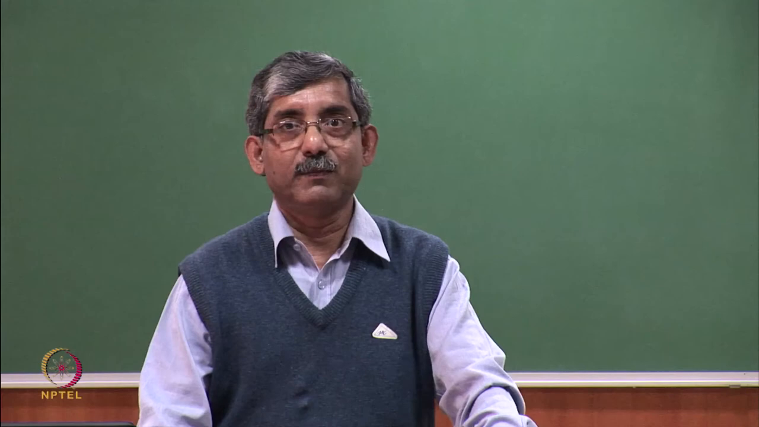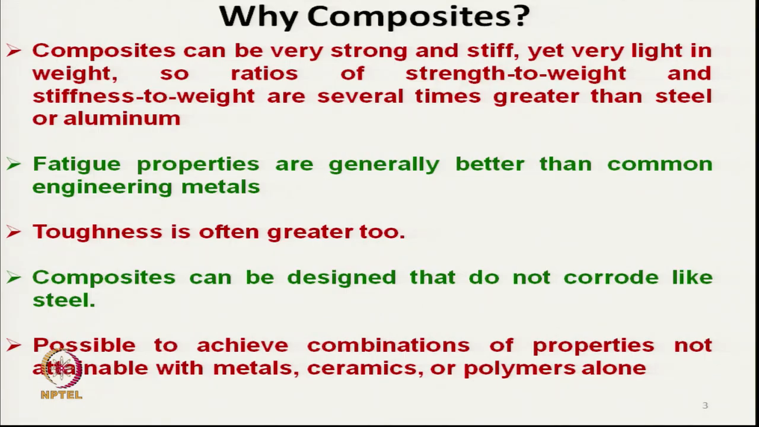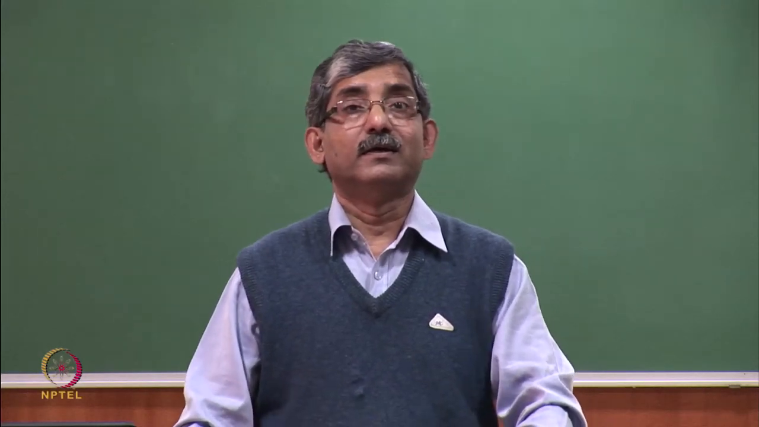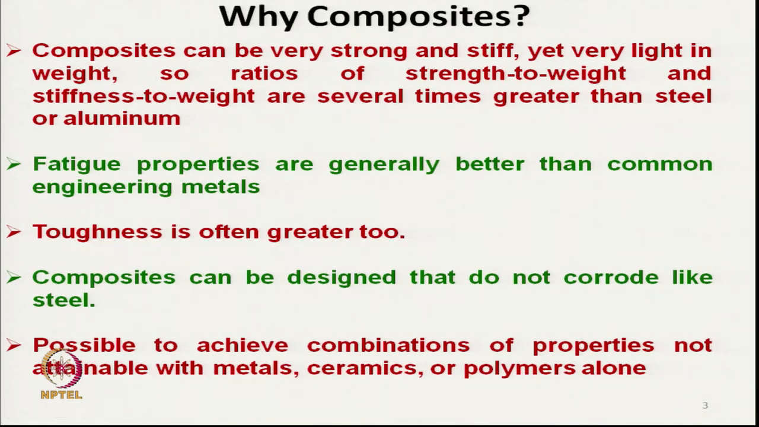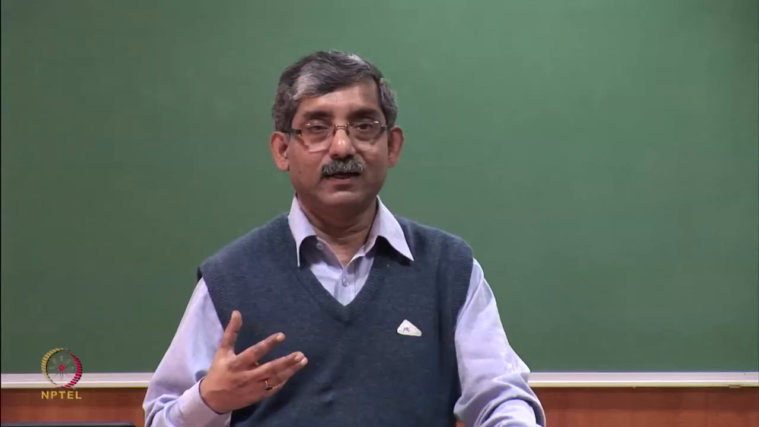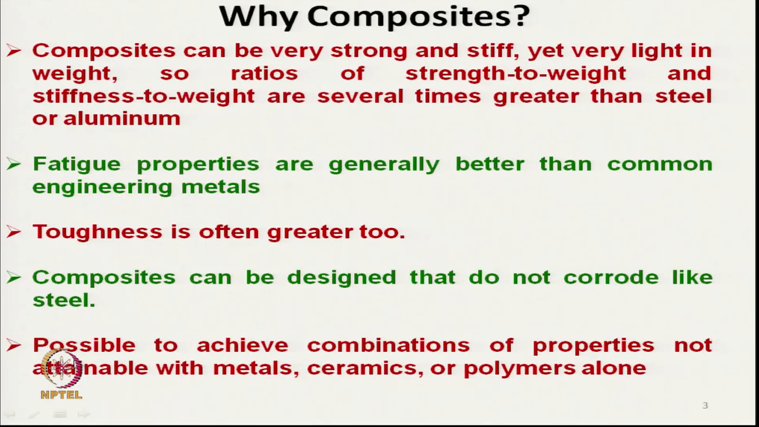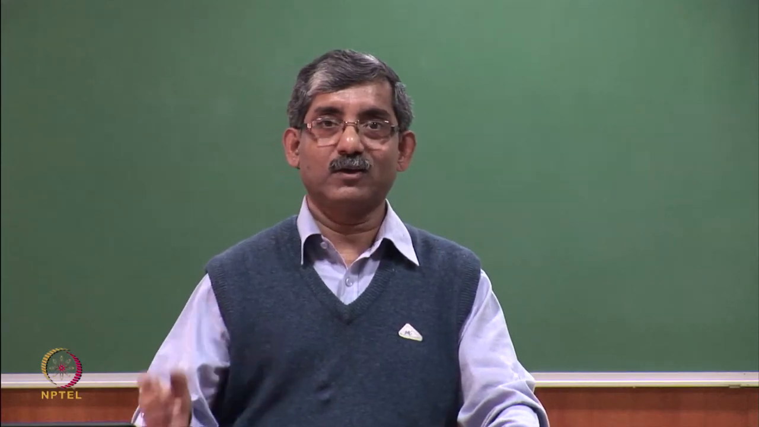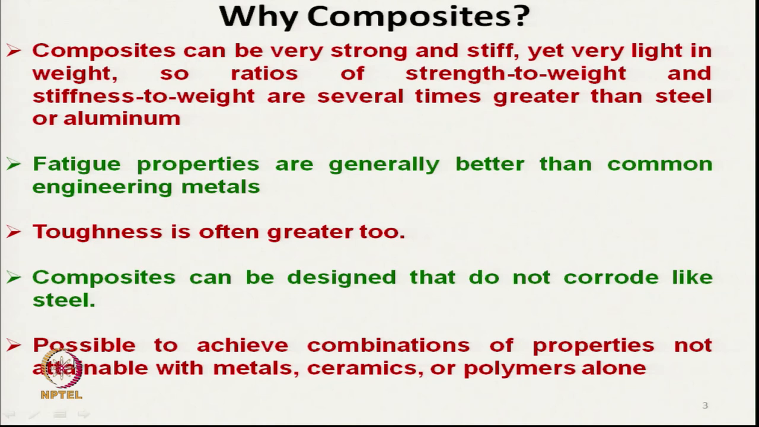Fatigue properties are generally better than common engineering materials. That means, where the loads are being applied repeatedly, composites are useful in those areas. Toughness of composites is greater. Composites can be designed so that they do not corrode like steel. That means, we can replace steel with composite where steel can corrode, and it is possible to achieve a combination of properties which is not attainable with metals, ceramics or polymers alone.